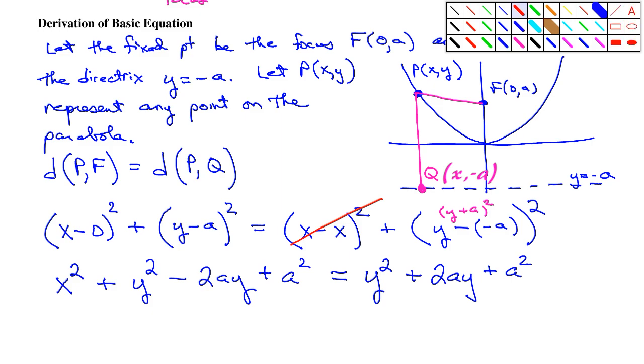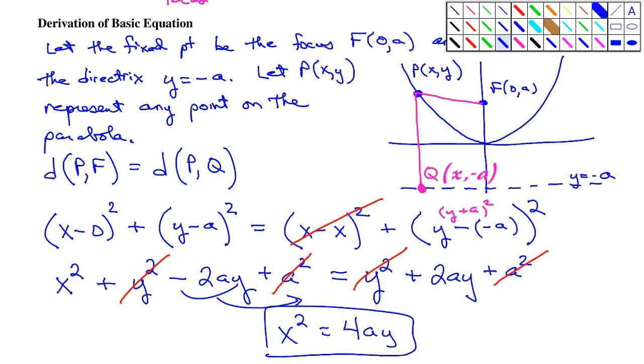And then cancel what you can. We have y squareds on both sides. We have a squareds on both sides. They cancel. We have 2ay on the right and negative 2ay on the left. So if I just move the negative 2ay to the right, I get x squared is equal to 4ay. And that's the generic equation of the parabola.